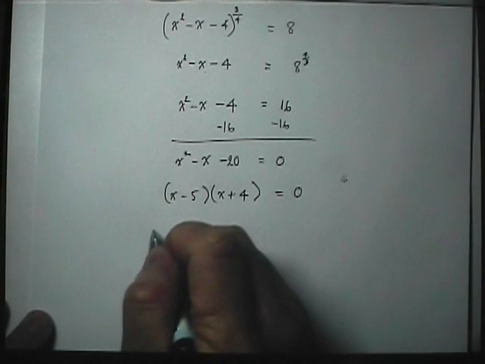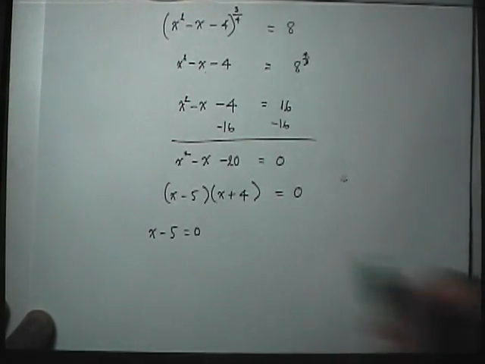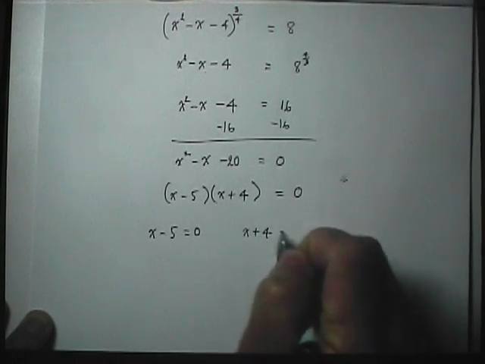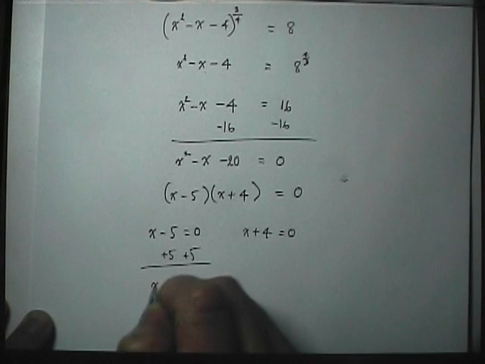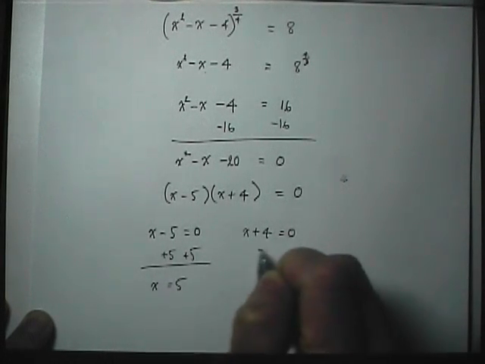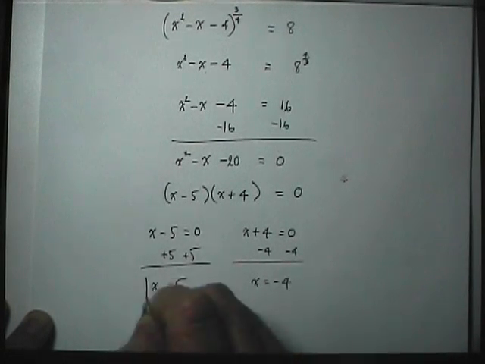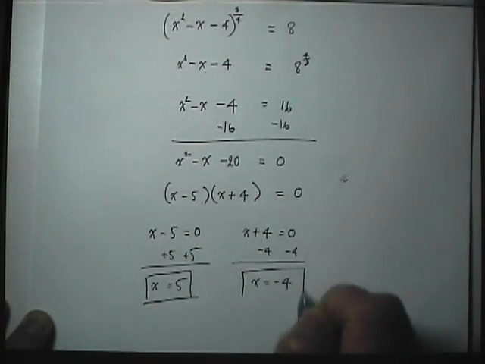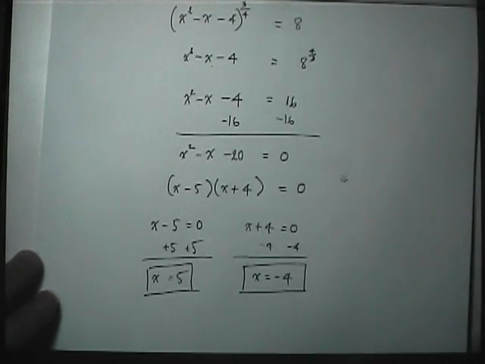So now, to solve this equation all the way for x, x minus 5, I'm setting that equal to 0, and x plus 4, I'm setting that equal to 0. Here I have adding 5 to both sides, which gives me x equals 5. Subtracting 4 from both sides gives me x equals negative 4. So the two answers I have found are x equals 5 and x equals negative 4. And that is how I've solved my example number 6.